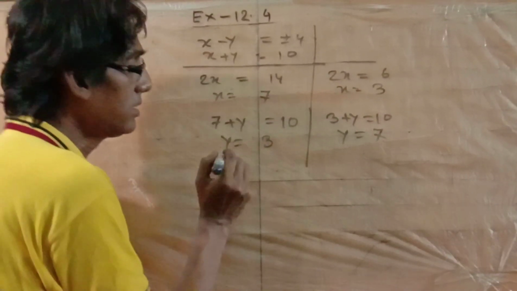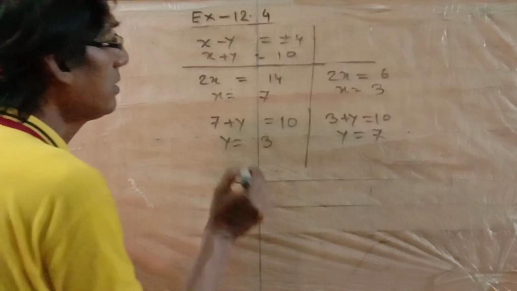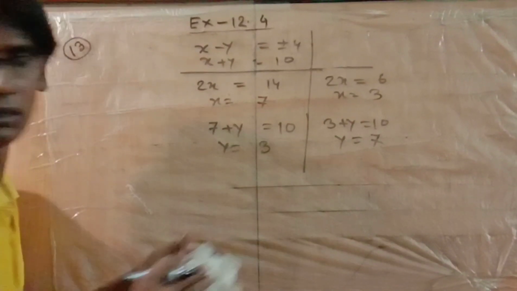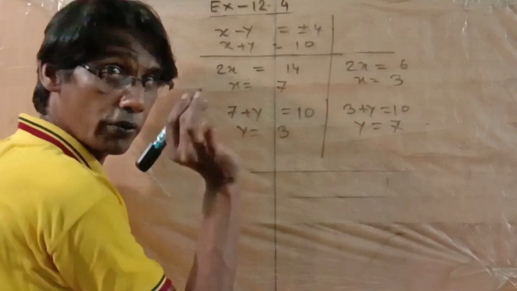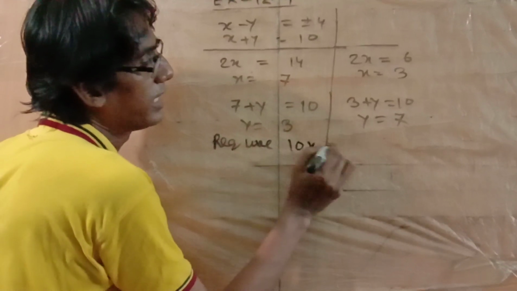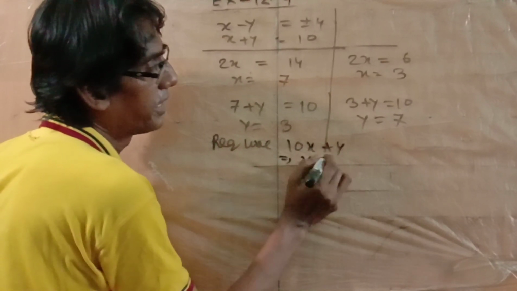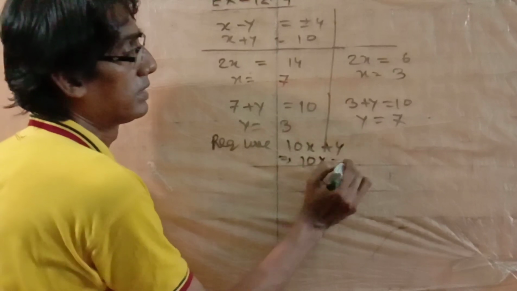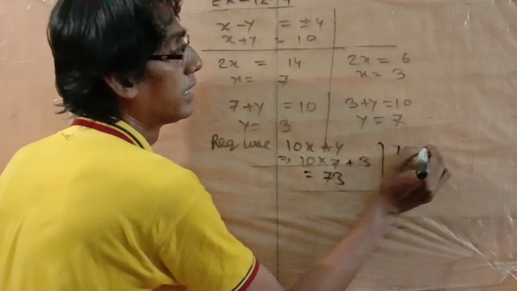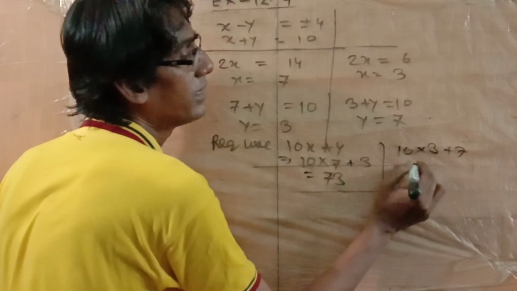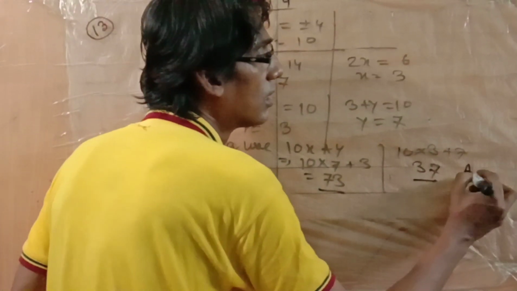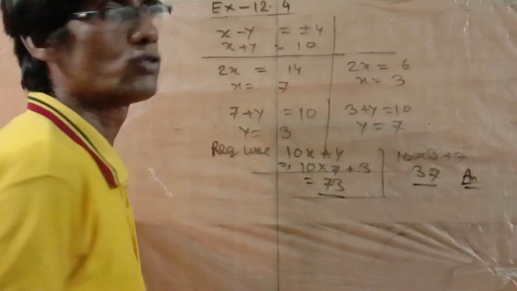So the required number is 10x plus y, that means 10 into 7 plus 3 equals 73, or 10 into 3 plus 7 equals 37. So the number is either 73 or 37. So now we have solved the math.